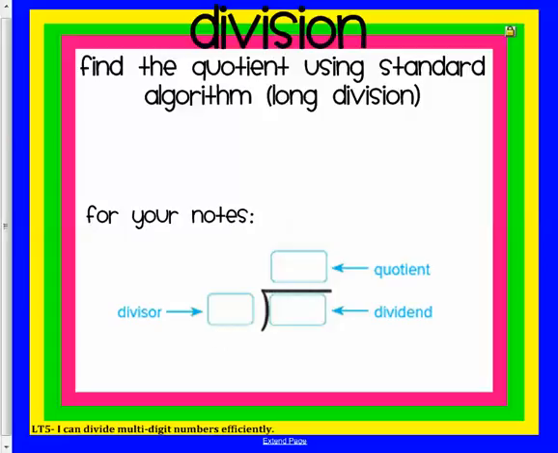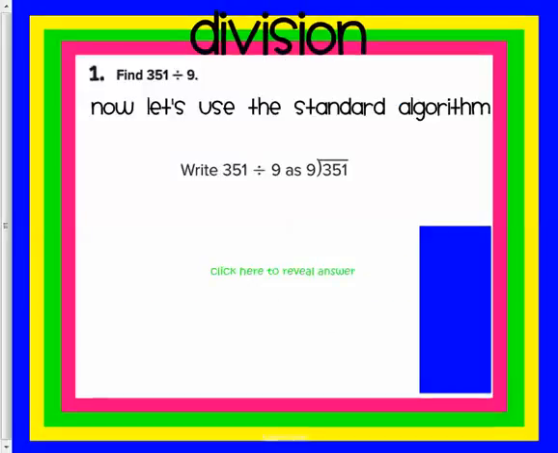Okay, so now how do we long divide? If I have 351 and I want to divide it by 9, I need to make sure that I set it up like this. The 351 goes inside the division and divide by 9 goes on the outside. Okay, so now let's actually do it.